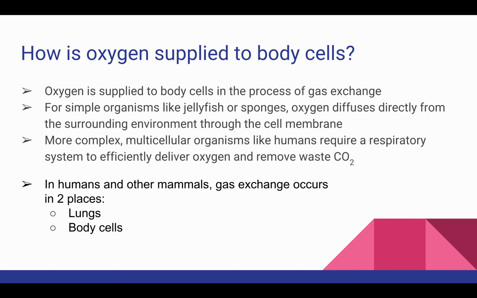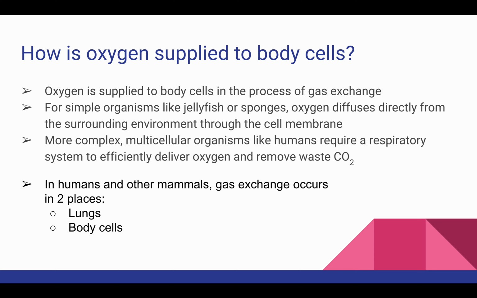How do we supply the oxygen to our body cells? That's the process of gas exchange. If we were a simple organism like a jellyfish or a sponge, the oxygen in our environment would simply diffuse across our cell membrane. And remember, diffusion is the movement of particles from an area of high concentration to an area of low. So that oxygen would move from where it's high outside the cell to where it's low inside, and it would simply cross the cell membrane.